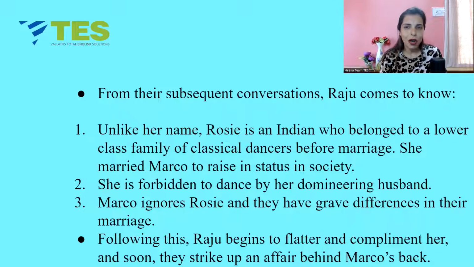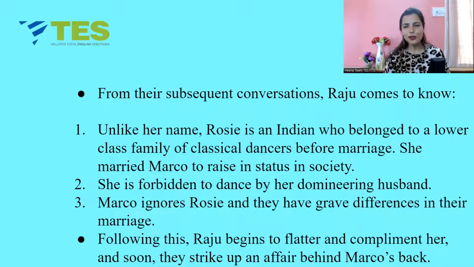From their subsequent conversations, Raju comes to know the following things about Rosie. Important, listen. First, unlike her name, Rosie is an Indian who belonged to a lower class family of classical dancers before marriage. She married Marco to rise in status in society. Second, after marriage, she is forbidden to dance by her domineering husband, Marco. And third, Marco ignores Rosie and they have grave differences in their marriage.